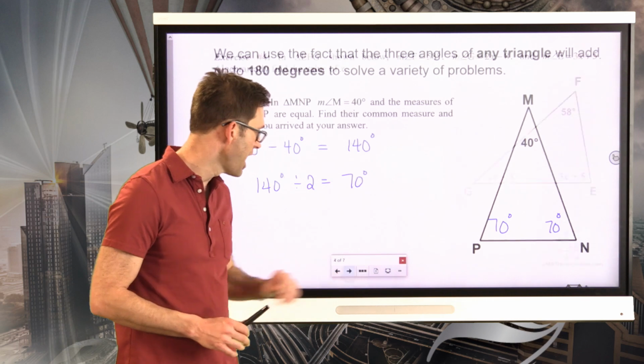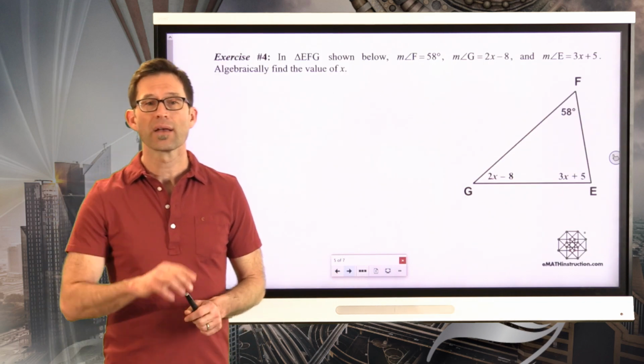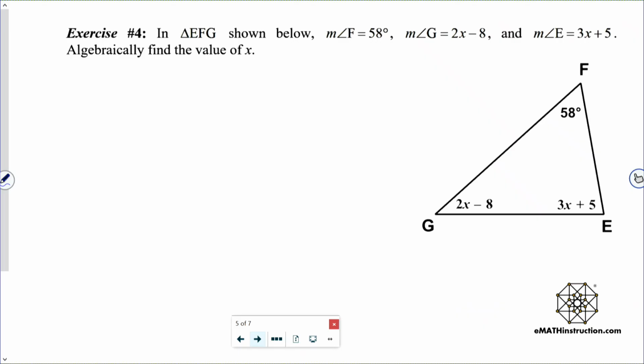Let's keep using this fact. All the angles add up to 180 degrees. Exercise number 4. In triangle EFG shown below, the measure of angle F is 58 degrees, the measure of angle G is 2x minus 8, the measure of angle E is 3x plus 5. Algebraically, find the value of x.